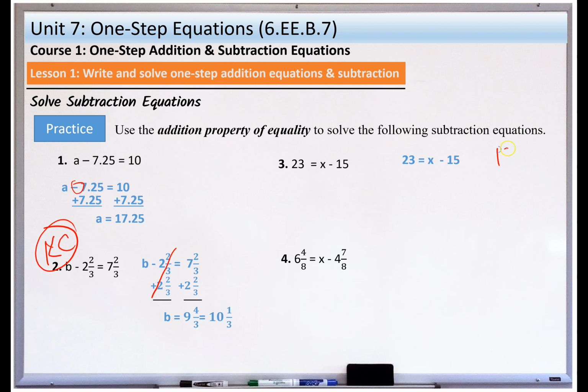And go ahead and solve this one for me too. And I think we're out of time. So we just add 15 to both sides, and we get 38. And we'll do one more. Do this one together. So we need to add 4 and 7/8 to both sides, which gives us, because we have a common denominator, there's no need to rewrite anything, 10 and 11/8, which is 11 and 3/8.